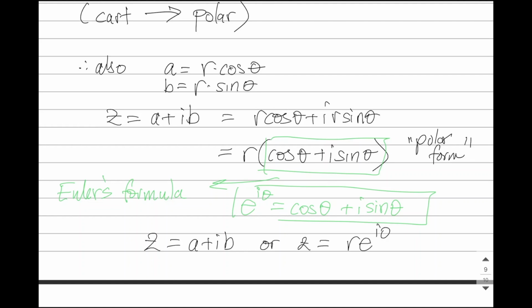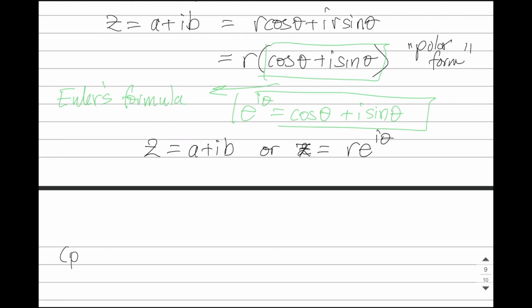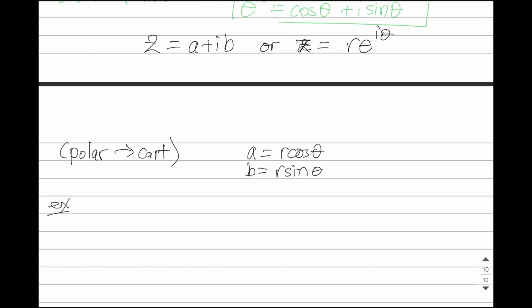And we like this because it allows us to use our rules of exponentials. If you have polar and you want to go back to Cartesian, then you've got these relationships: a is r cos theta and b is r sine theta. You can start thinking about numbers using the complex plane and the polar form.